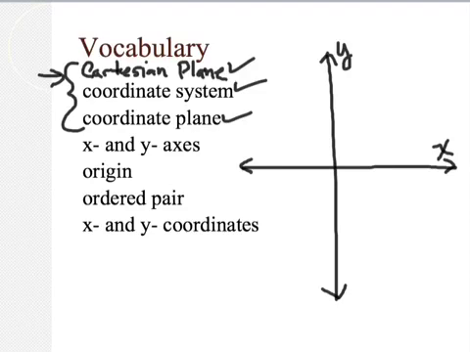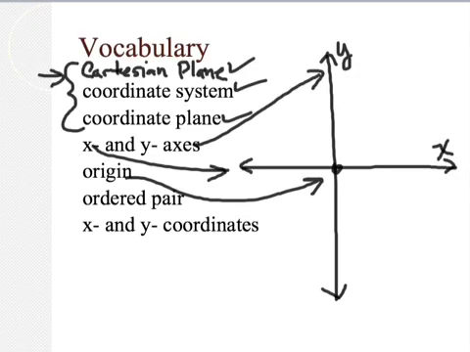All right, so the XY axes: the x-axis is here, it's the horizontal one, and the y-axis is the vertical one. The origin is the center, so you can literally draw arrows to these. And then ordered pairs: if I were to refer to this point right here, I would say that location is (2, 1).